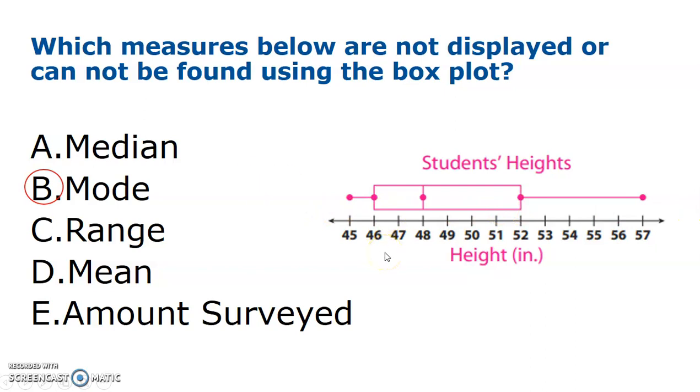Could we find the range? Yes, we said it was 12 inches. Our lowest number, highest number, and subtract them. Were we able to find the mean? No, because we don't see the data. We just see how far spread out the data is. Can we see the amount that was surveyed to find these students' heights? No, we cannot, because we do not have the actual numbers of each of the students that were surveyed. So those are the three things we cannot find on a box plot.